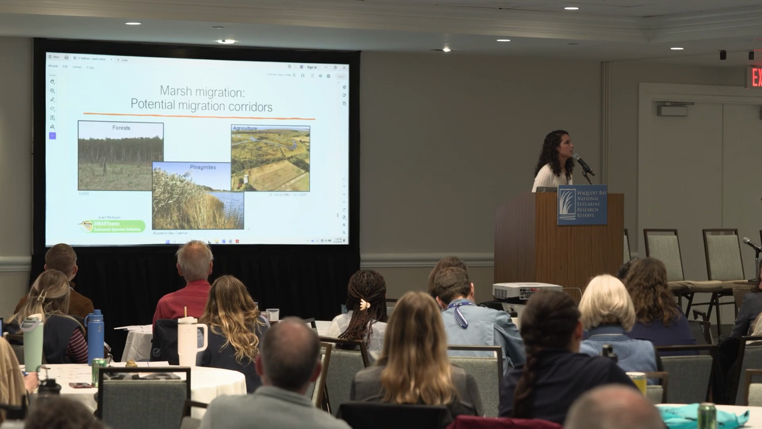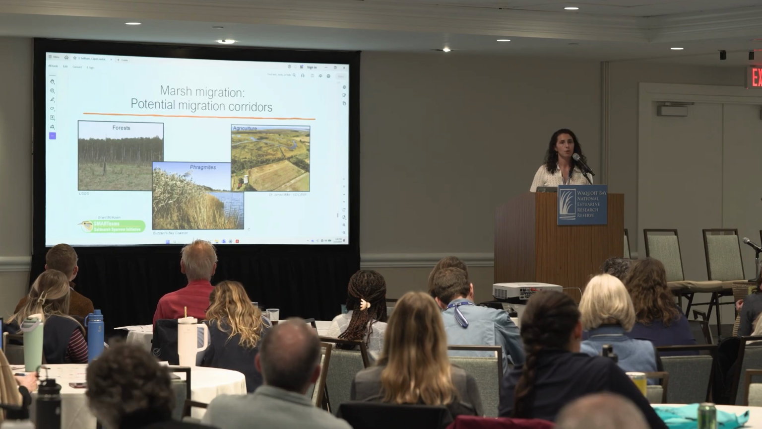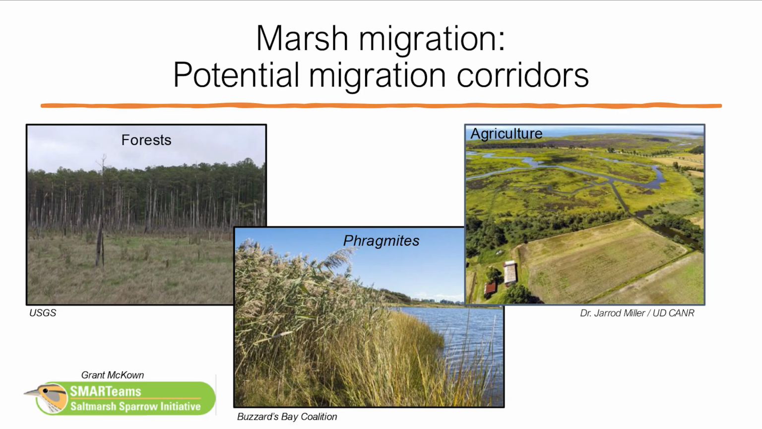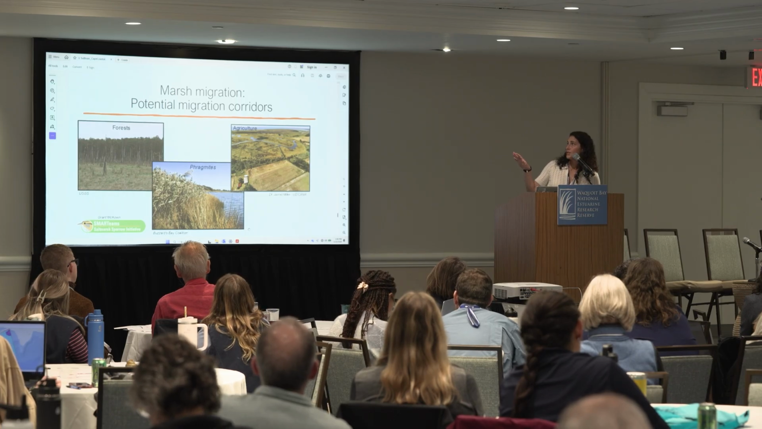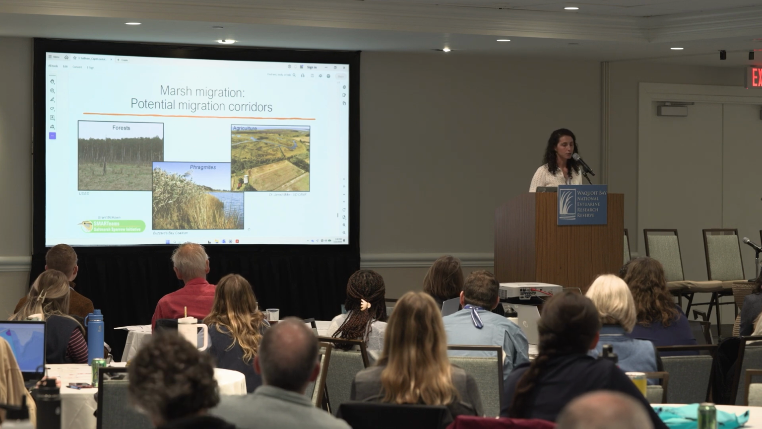And lastly, I'm going to end with salt marsh migration, because I think often this is thought of as a more passive approach to restoration, something that salt marshes will just do on their own. And there are ways that we can incorporate marsh migration into restoration design and practice. So thinking about the different migration corridors: forests, Phragmites stands, and agriculture.